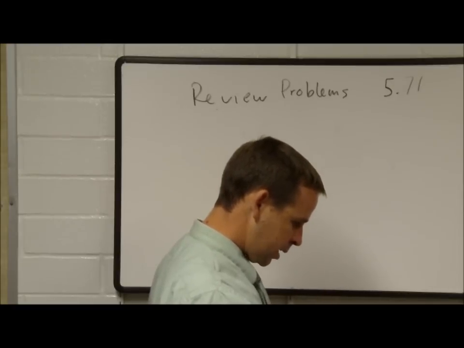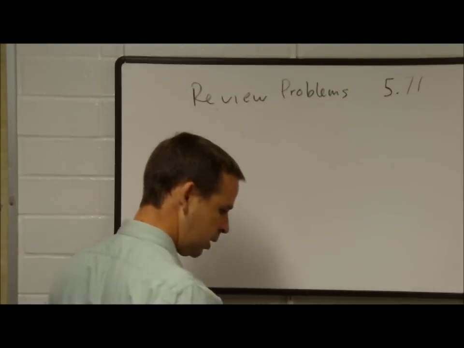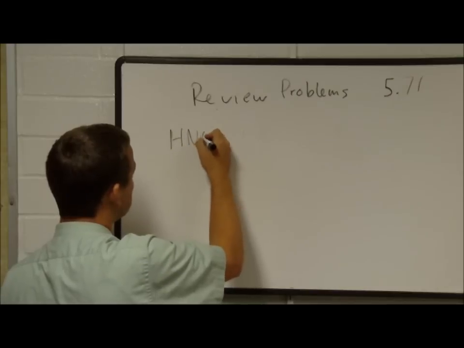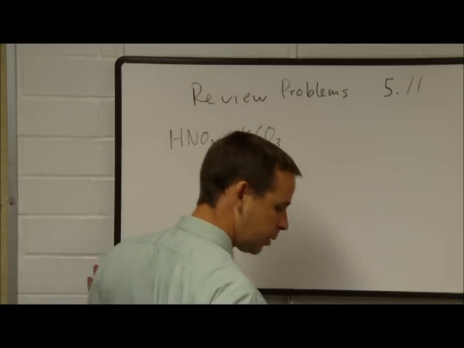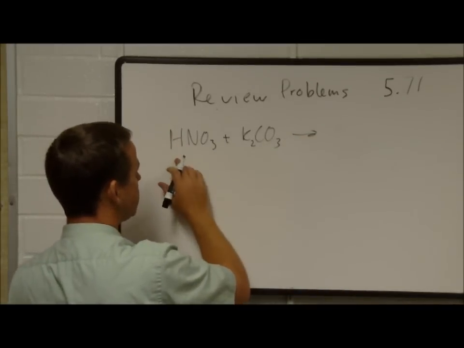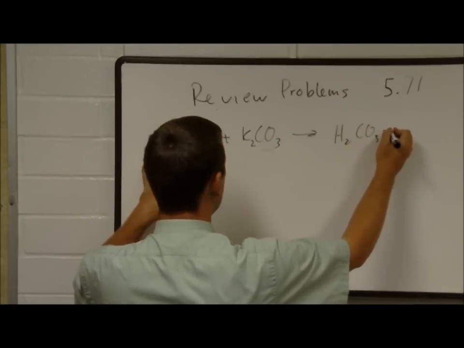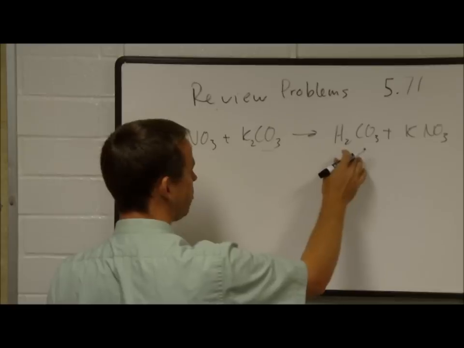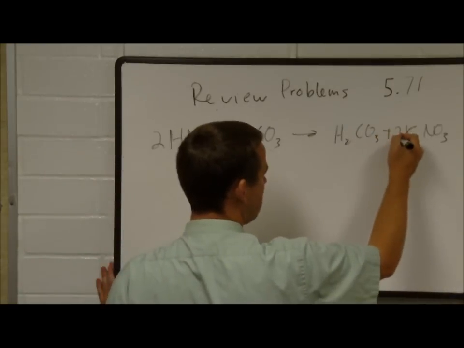We write balanced net ionic equations for the following reactions between nitric acid and potassium carbonate. HNO3 and potassium carbonate, K2CO3. All right? So the products here, again, this is a metathesis reaction in which H is going to go with the carbonate. It's going to be H2CO3. And the potassium is going to go with the nitrate, KNO3. All right? So to balance this equation, we need to have a 2 here and a 2 there.